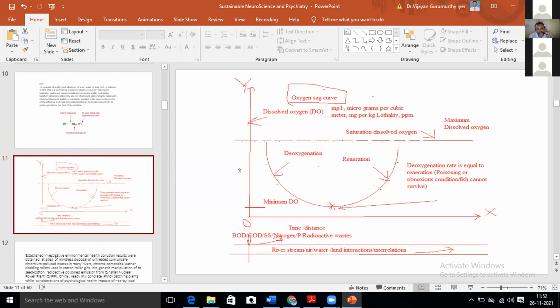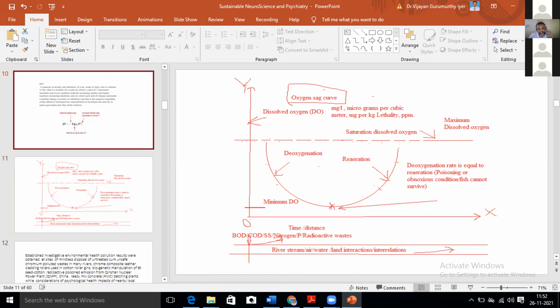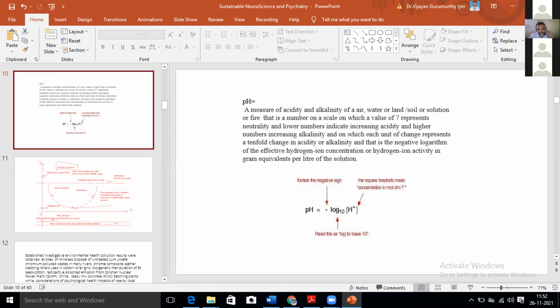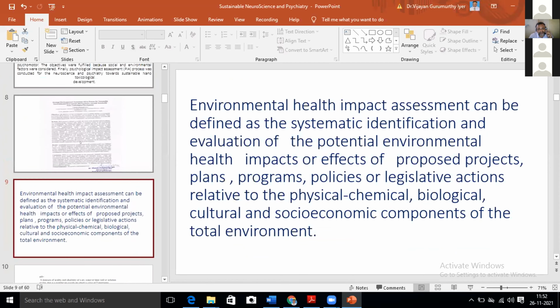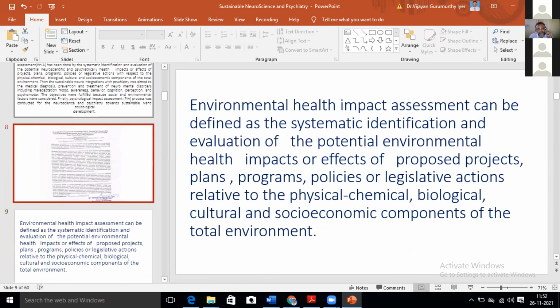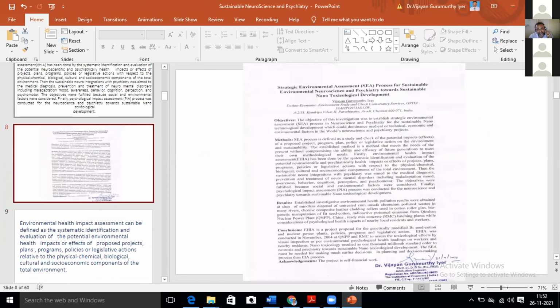And this is the deoxygenation and reaeration process in the cells that is occurring simultaneously. Deoxygenation is the removal of oxygen from the cell, and reaeration means the addition of oxygen to the cell. So this takes place simultaneously, and it depends upon the pH, the negative logarithm of hydrogen ion activity, and total dissolved solids. Total dissolved solids means the sum of cations and anions present in the brain.